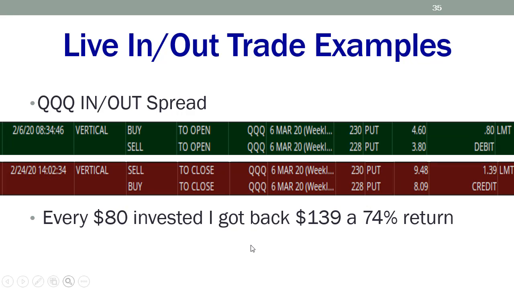We good? Everybody good? Next one, QQQ. Again, I wanted to give you something recent. The market started getting a little volatile a few weeks ago. Here it is. I put it on February 6th. I put this little monkey on right here for what? Well, this one I actually put on basically for an 80-cent debit. I got out of it earlier in the week. Now, I could have held on to it, okay? But I figured that 74% return. Every $80 increment that I invested, I got back $139. It's a 74% return, okay?